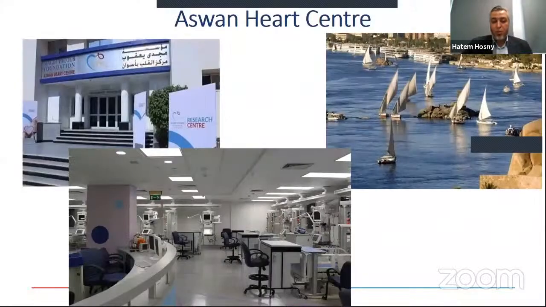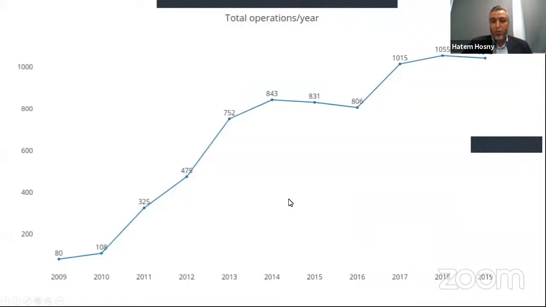We've been working from 2009 till now. The past 3 years, we've been doing nearly 1,000 surgical operations. Nearly 60% of that are congenital, 40% are adults. Also, there are more than 3,000 cath lab percutaneous interventions.